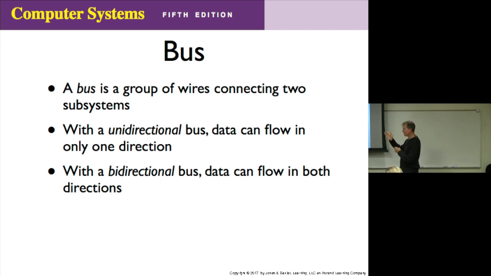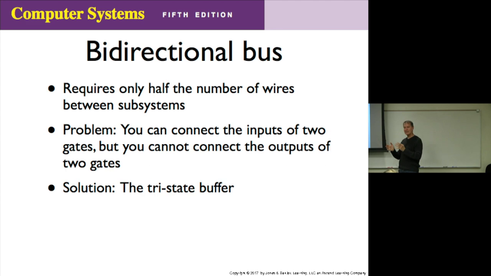So what are the characteristics of a bidirectional bus? First of all, it only requires half the number of wires between two subsystems. That's the big savings. But that big savings comes at a cost. Everything in life is a trade-off, right? You can have high luxury, but low gas mileage. So we can have fewer wires, but it's going to cost us something.